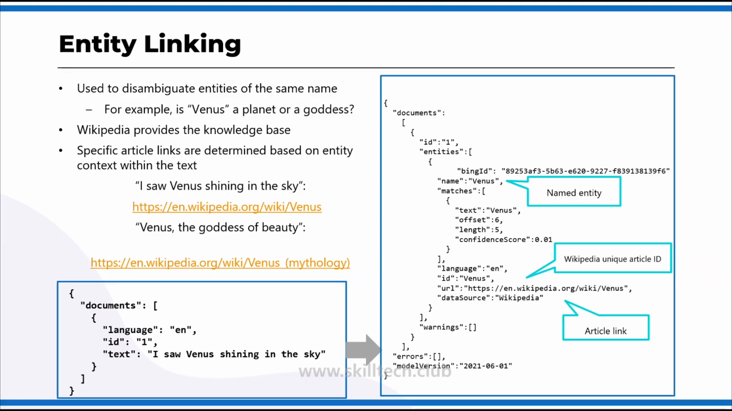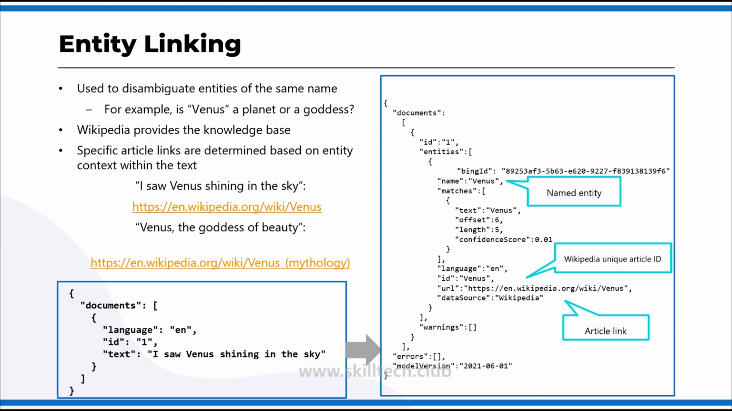As you can see in this example, if we have a specific article with a statement like "I saw Venus shining in the sky," obviously they're talking about the planet Venus because it's shining in the sky. And when we talk about Venus, the goddess of beauty, we are talking about the other Venus, which is a goddess. That's the reason this has a connection with mythology, and we are going to have a different Wikipedia link associated with that.